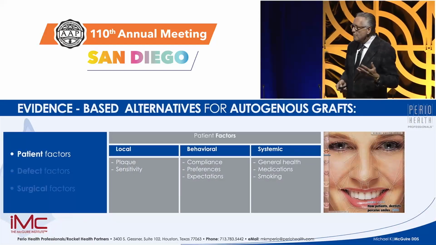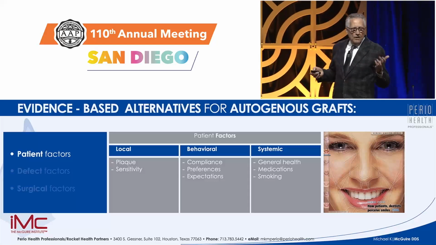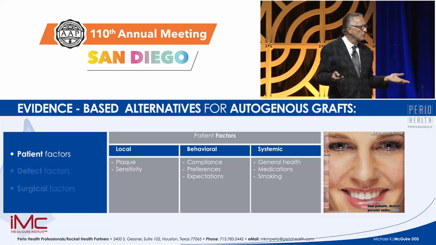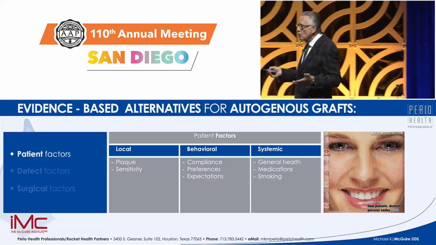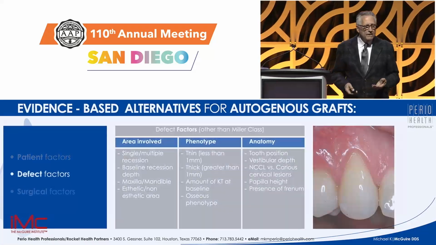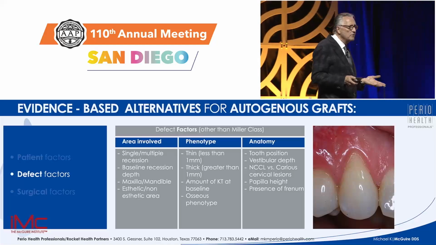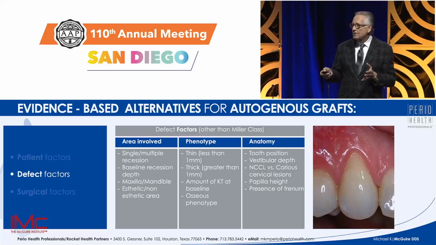Then look at what the patient brings here. What's the patient bring to the party? Are there local, behavioral and systemic issues that you can control or you can't control? If you have a lot you can't control, you may want to use autogenous tissue. It's more forgiving. I guess the same thing could be said about defect factors, but you can also use defect factors to help demonstrate which one of these alternatives might be better for you.